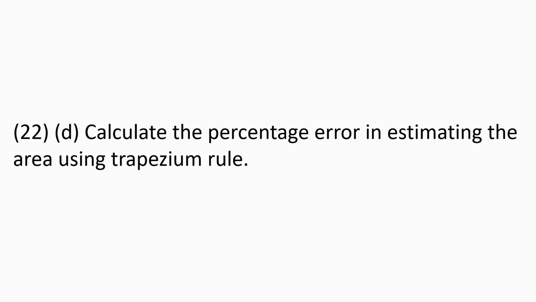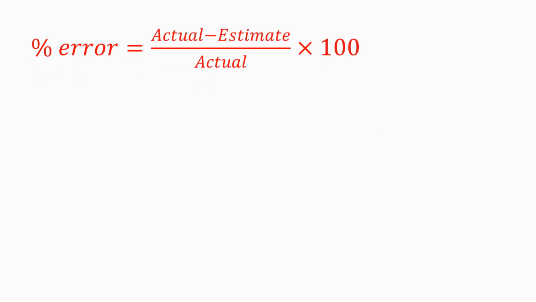Question 22, part D. Calculate the percentage error in estimating the area using trapezium rule. So we need to find the percentage error, and the formula for calculating the percentage error is equal to the actual value minus the estimate divided by the actual times 100. In our case, the actual is the value obtained using the integration method, and the estimate is the value obtained using the trapezium rule.